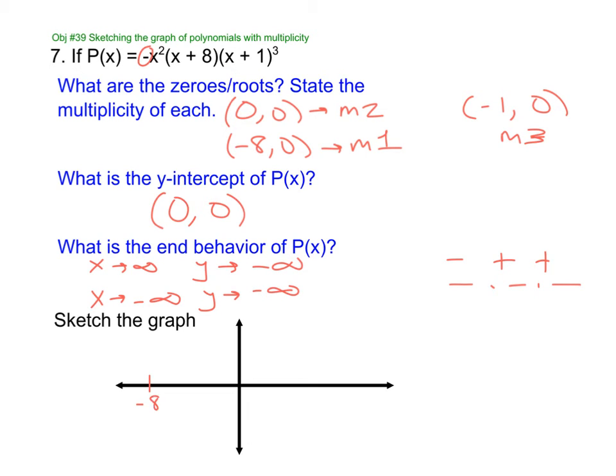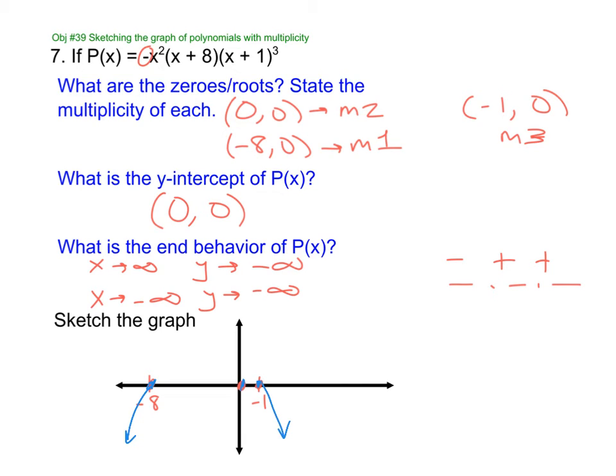Negative 8, 0, negative 1. Alright, let's make these blue so it's a little nicer looking. Alright, so negative 1 is on the end, so we're going down here, and then we're also going down over here. Alright, so remember what's happening at negative 1.